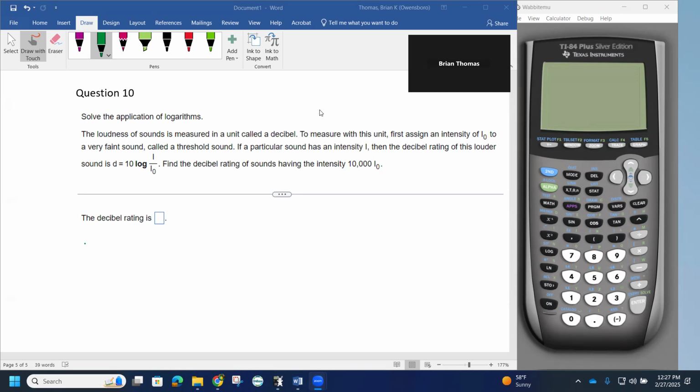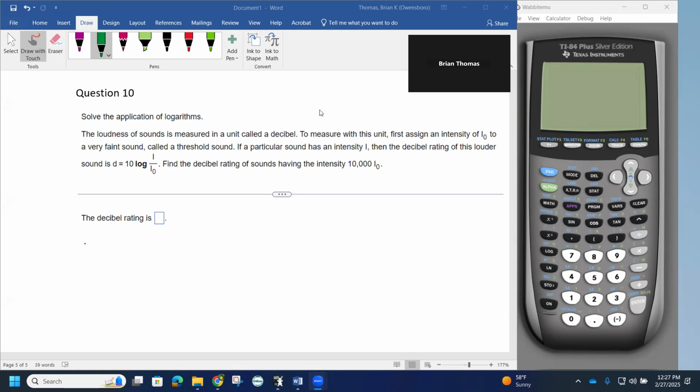To measure this with this unit, first assign an intensity of I sub 0 to a very faint sound called a threshold sound. If a particular sound has an intensity of I, then the decibel rating of this louder sound is defined as D equals 10 times the log of that intensity divided by the initial intensity.